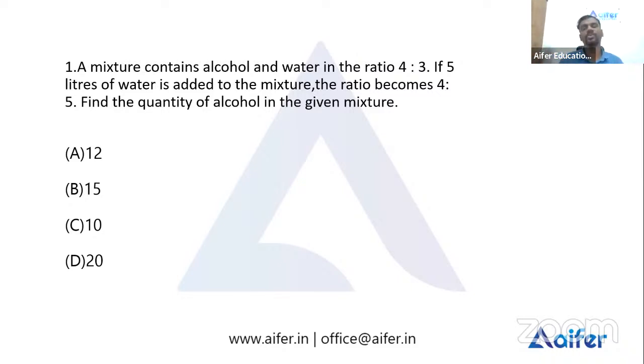We will be discussing a set of questions. The first question is, a mixture contains alcohol and water in the ratio 4:3. If 5 liters of water is added to the mixture, the ratio becomes 4:5. Find the quantity of alcohol in the given mixture. Try to do the question, and after doing it, you can post the answer in the chat box or the comment section.